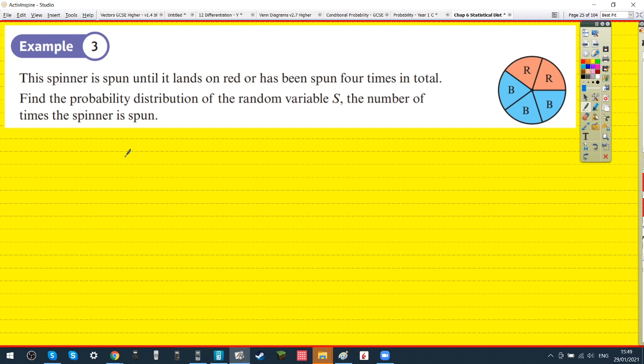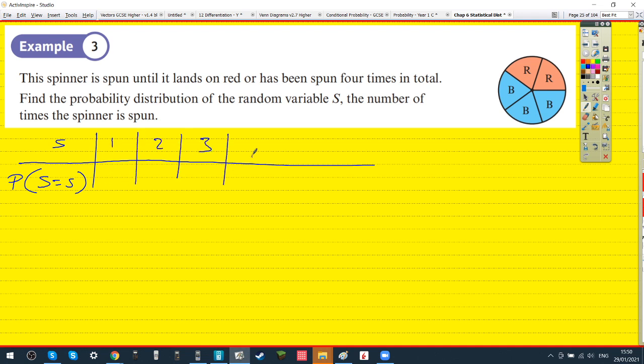Okay, so how many times can the spinner be spun for this one? 4 at max. And minimum? 1. And so I'm going to say S and the probability S equals S. And it can either be once, twice, 3 times, or 4 times. And so if it's spun only once, that was when it landed on red the first time. Is that right? Yes.